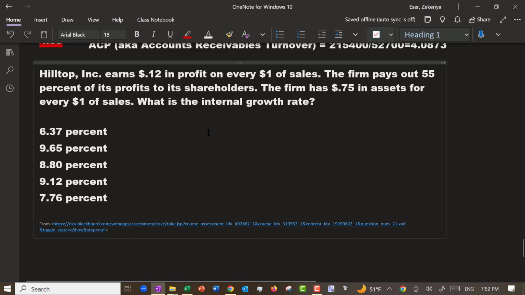This firm earns 12 cents in profit for every dollar of sales. They pay out 55% of profits to its shareholders. They got 0.75 in assets for each dollar of sales. What's the internal growth rate? It's like, then Bob is my uncle kind of question, right? So, IGR.